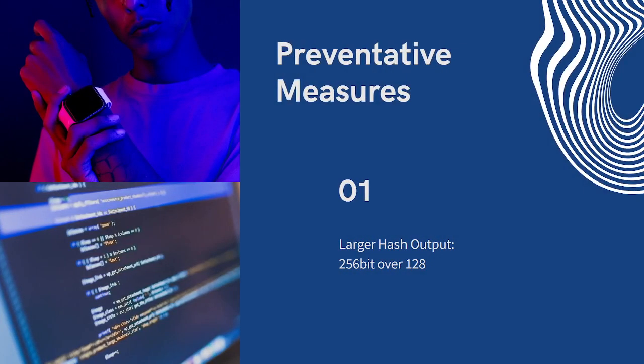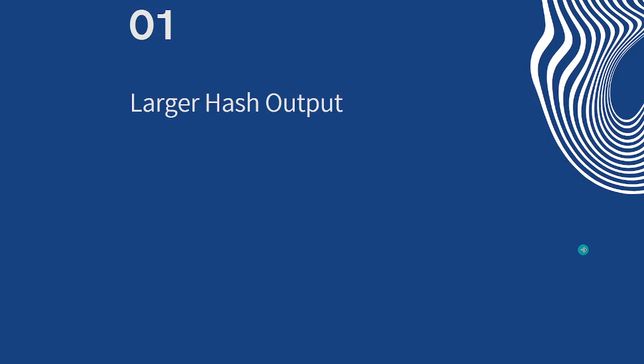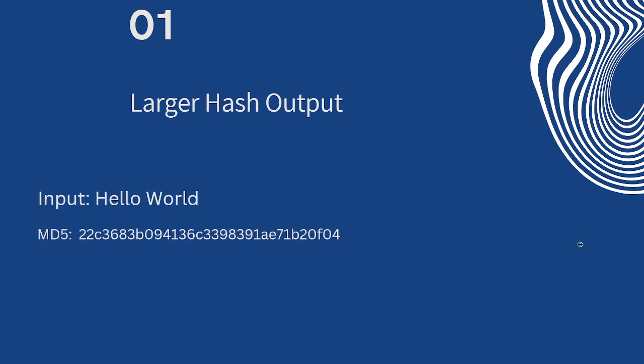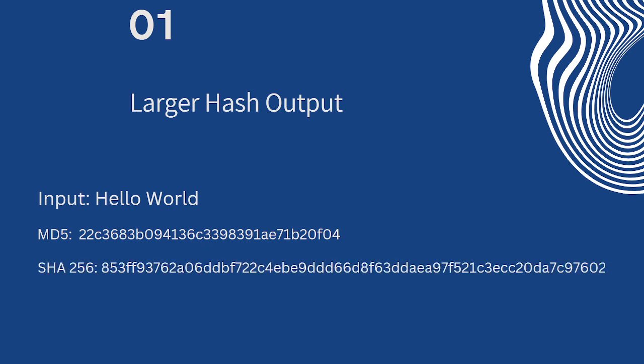Preventative measures can be taken. Using a hash function that produces a larger hash output, for instance, moving from a 128-bit hash to a 256-bit hash, squares the security. This is because the number of possible hashes doubles with each additional bit, making a collision harder.